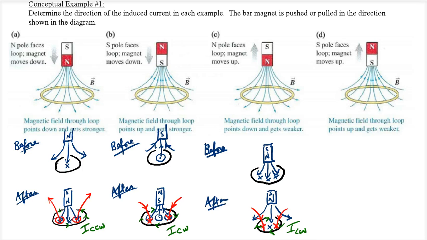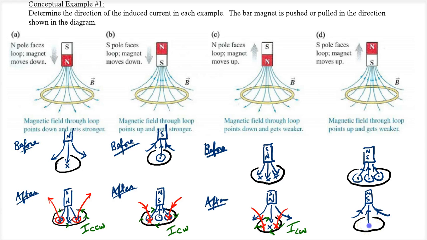Okay, now moving on to part D, we now have the south pole that is close by the magnet, and we have 1, 2, 3 field lines that are pointing out of the plane of the loop. So we're going to draw 1, 2, 3 dots for those field lines that are emanating out of the plane of the loop. And then as the magnet is moved further away, we only have, say, just 1 field line that is coming through the loop now.